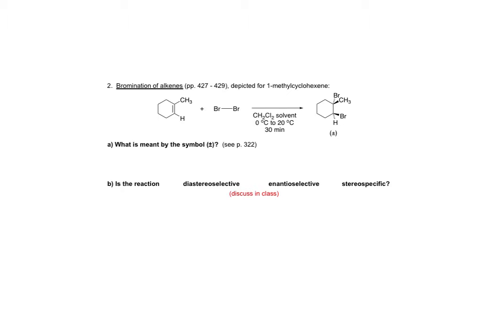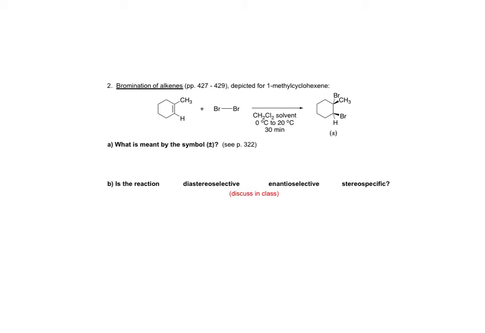The typical reaction involves a solution of the alkene in a solvent that does not react with bromine, such as dichloromethane, and dropwise addition of bromine to this solution. The reaction proceeds quite quickly and has proceeded to quantitative conversion within 30 minutes.